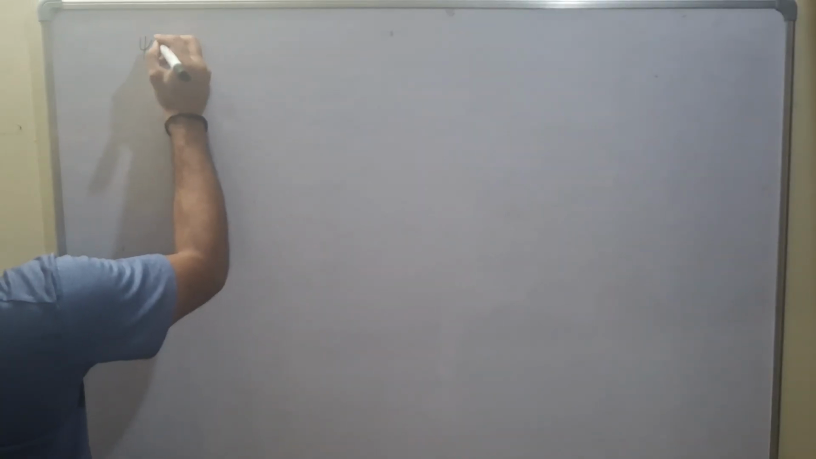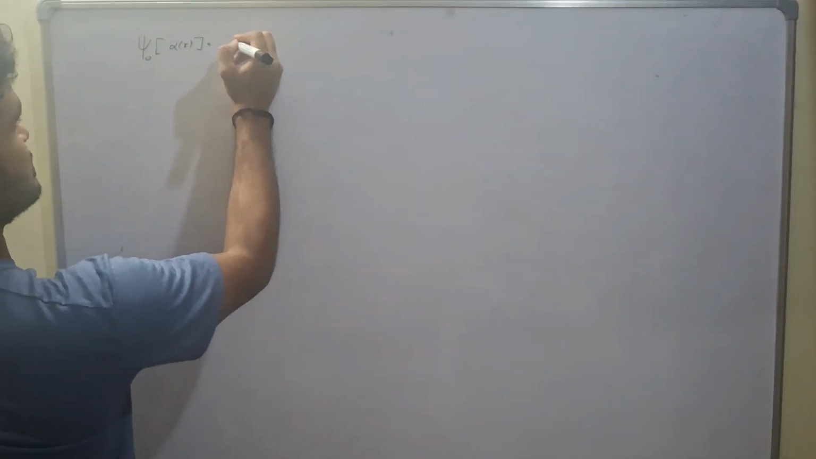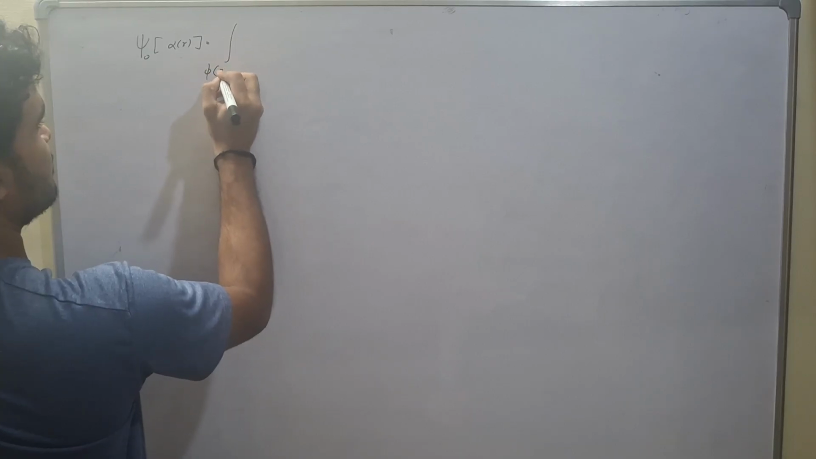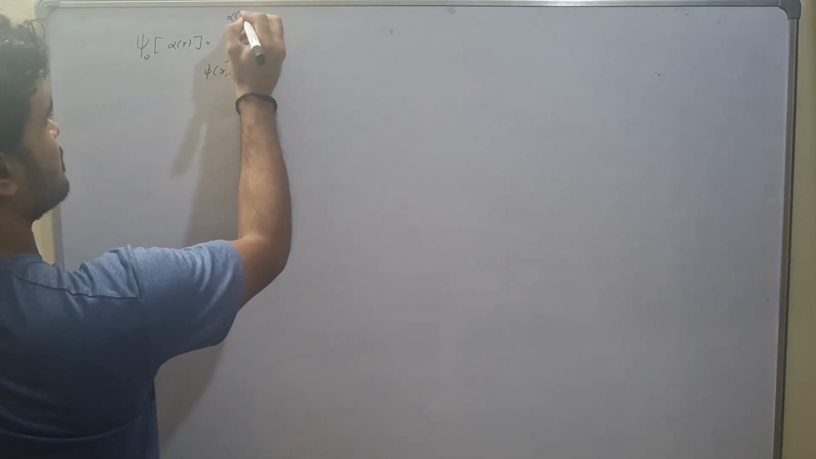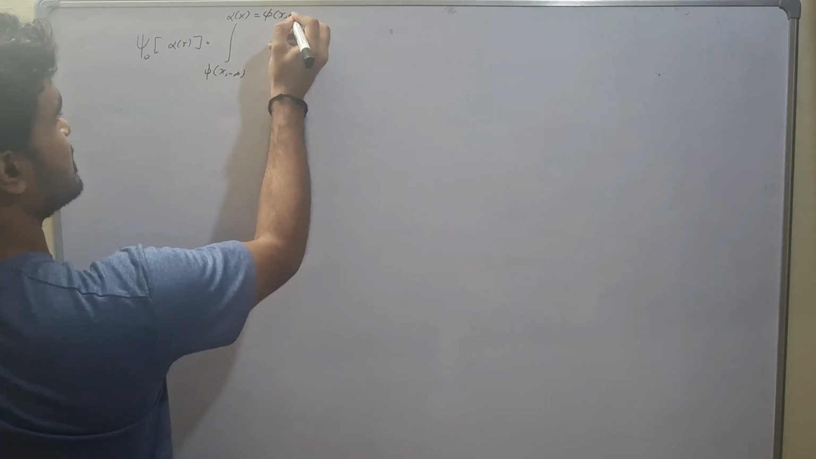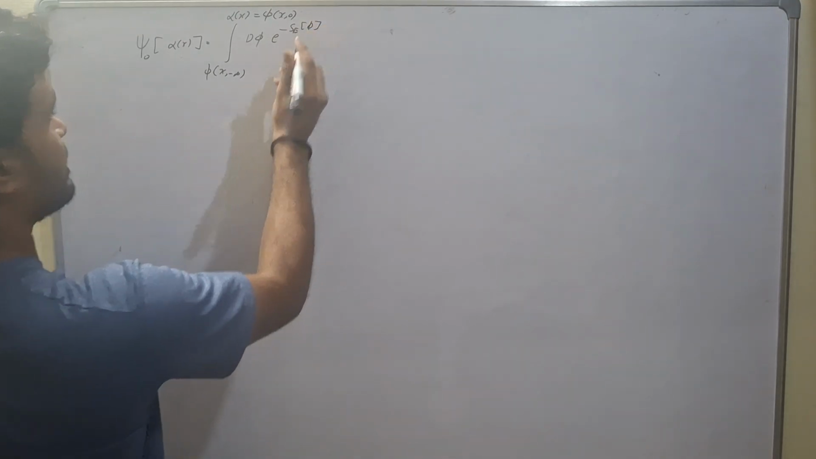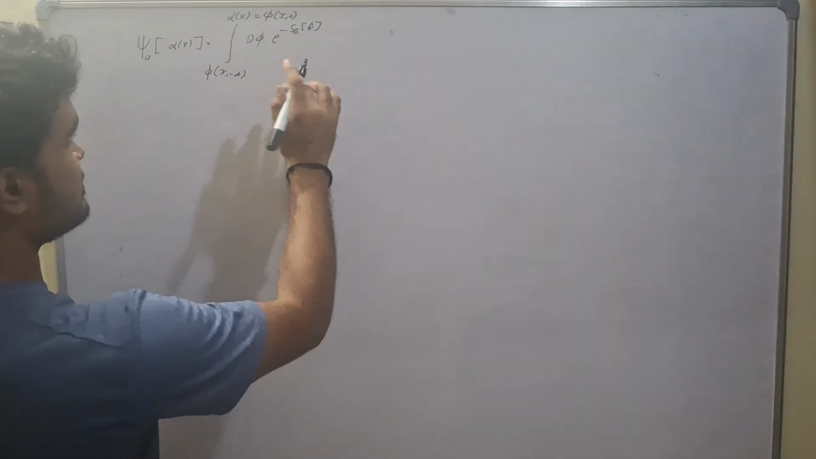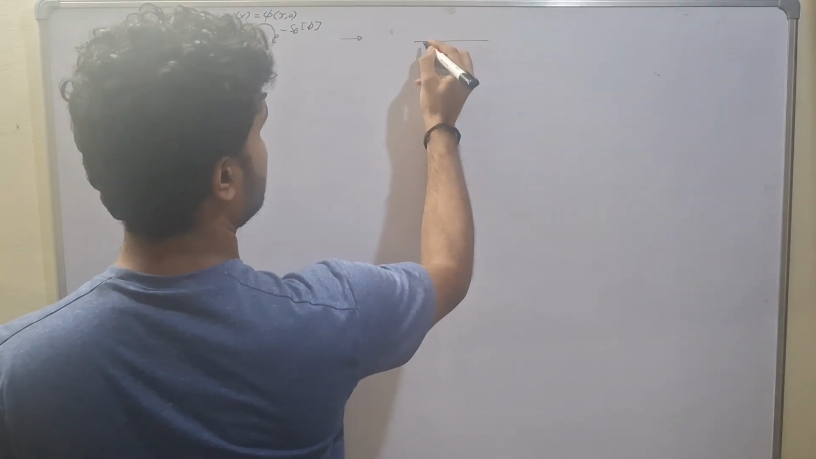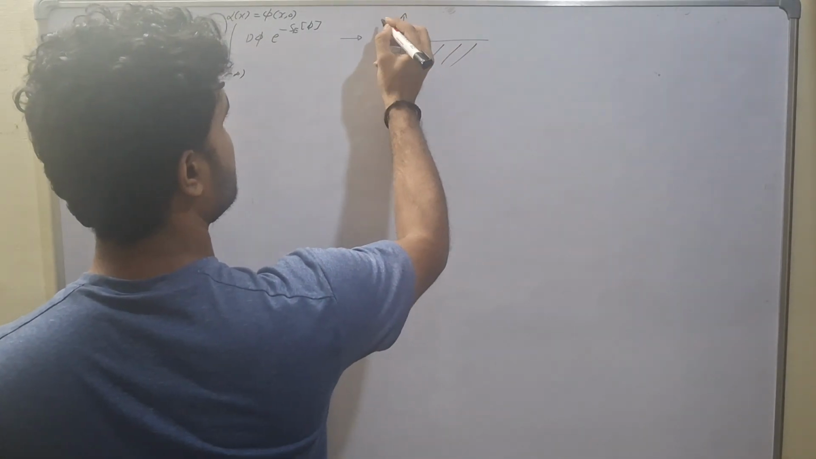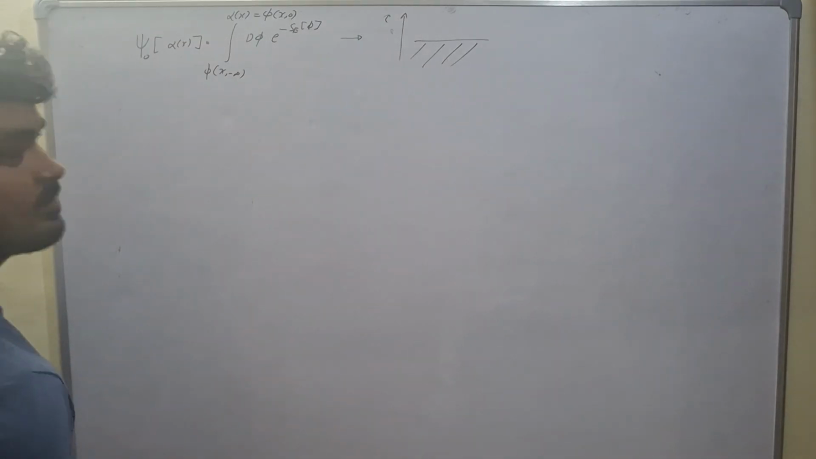Hello, continuing on my previous video of entanglement entropy, where we have seen how to construct the ground state wave functional. Now we have the ground state wave functional as psi 0 of alpha x, which is the integral over phi of x comma minus infinity to alpha x, phi of x comma 0, d phi, e raised to minus the action. This is what we have derived, and this we have seen is in this half plane. If this is Euclidean time, then this region gives the ground state wave function.